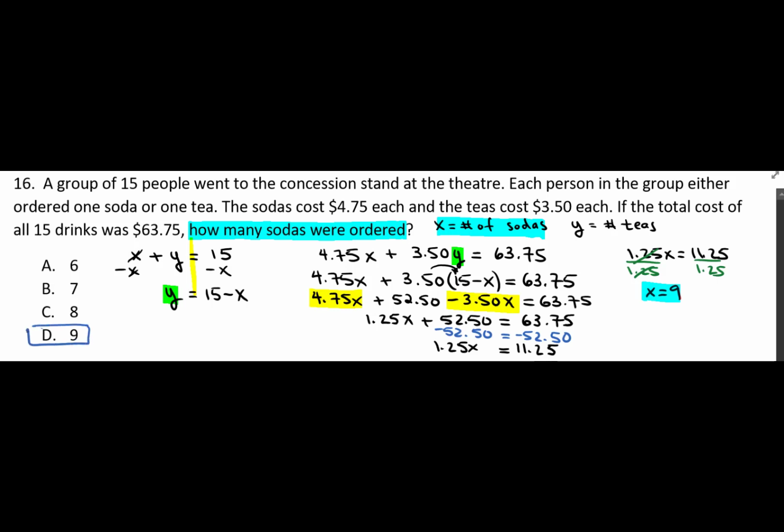And for this particular kind of problem, you want to make sure that you understand what the question is, because sometimes it will ask you for the number of teas, or the other variable. So you would actually have to go back and plug it into the first equation that you built, which gives you the y value. So in this case, it's not asking us to do that. So 9 is the number of sodas.